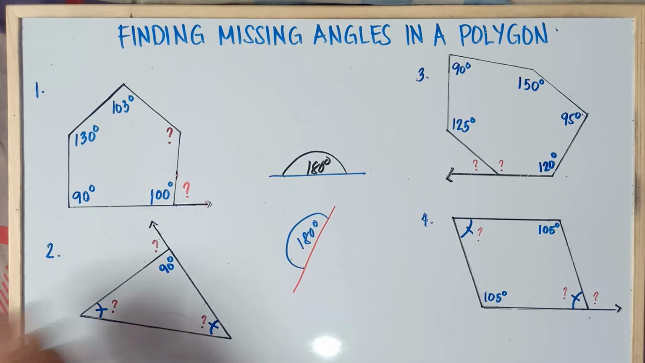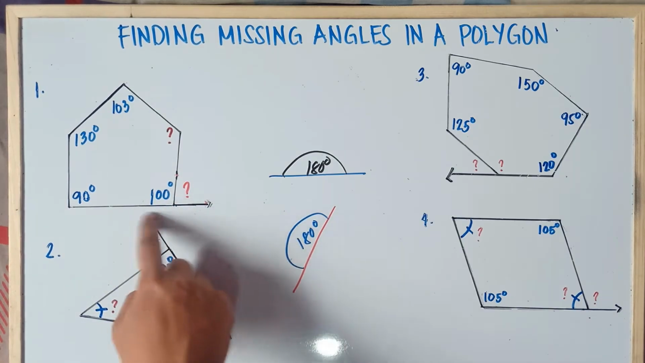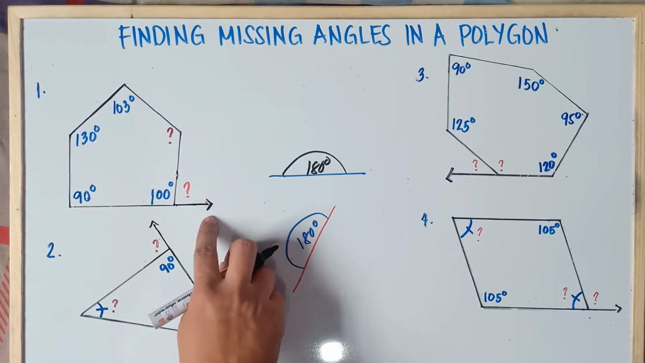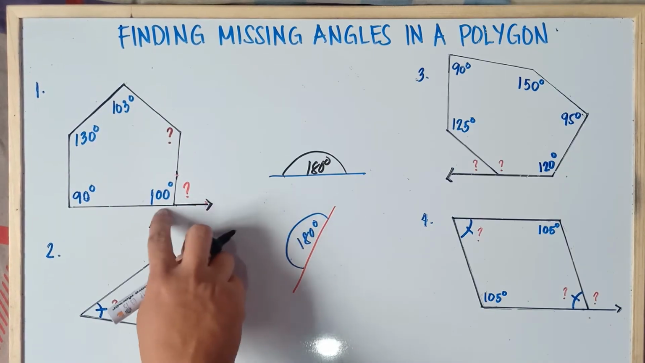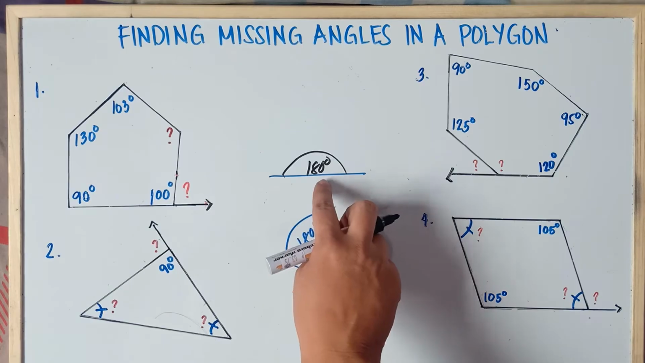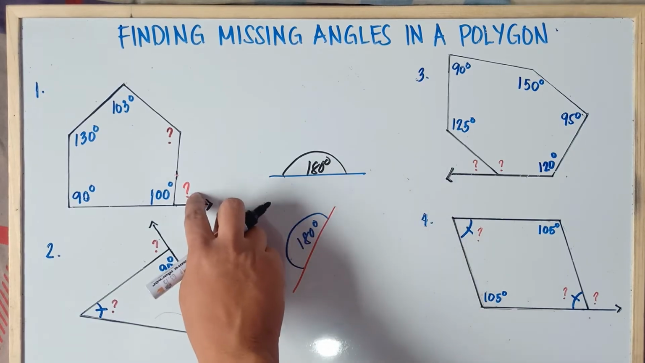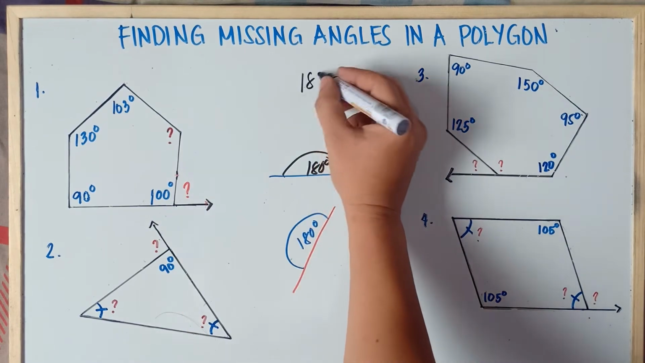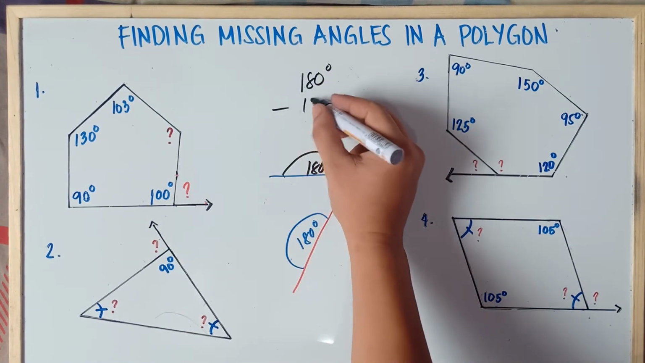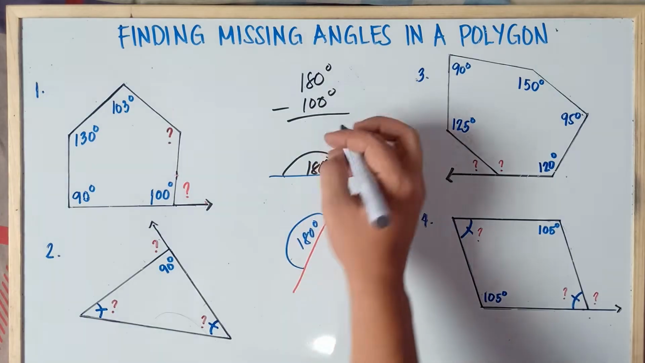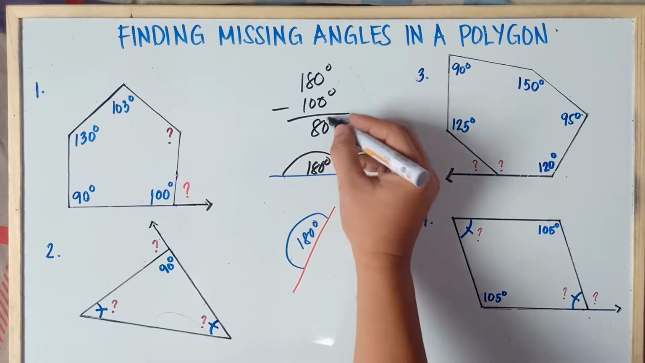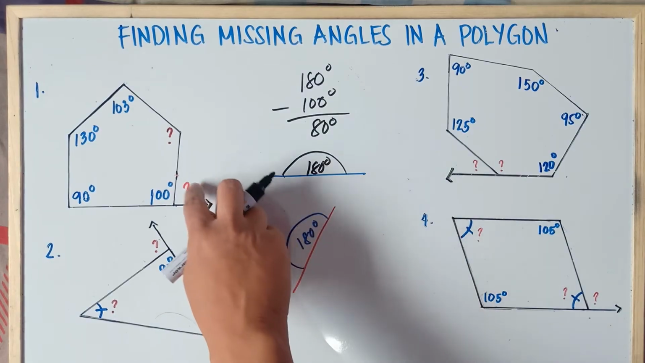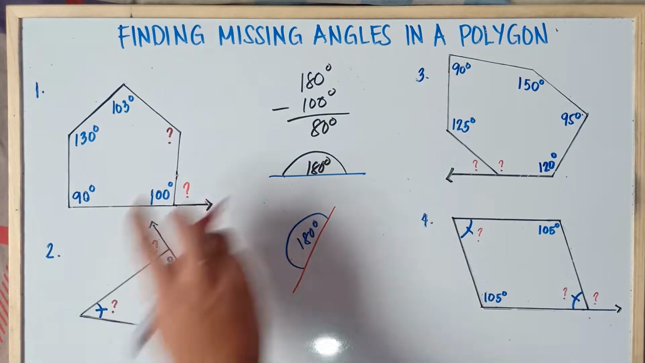Therefore, to find this angle, because we do have a straight line, this line right here, the sum of these two angles should be equal to 180 degrees. So to find this angle, we subtract this 100 from 180. That would be 180 degrees minus 100 degrees, so this is 80 degrees, because if you add 80 plus 100, that would be 180 degrees. So this angle right here is 80 degrees.